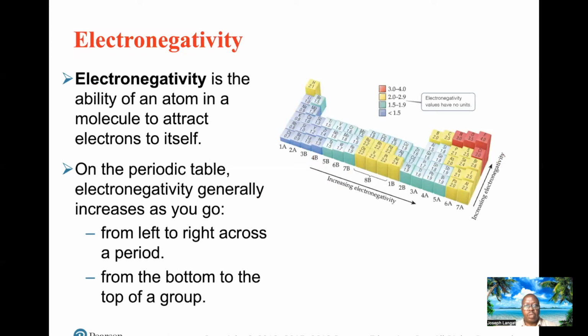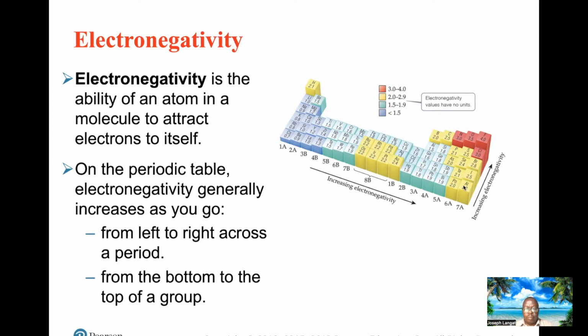If I ask you to define electronegativity, you should be able to define it as the ability of an atom in a molecule to attract electrons. And remember, molecules are only made up of non-metals. Electronegativity increases going across from left to right on the periodic table, and if you look at going down, it decreases.